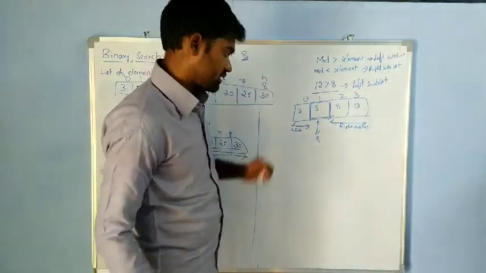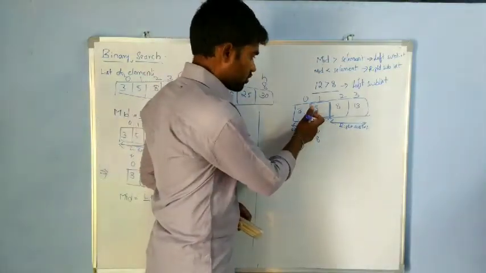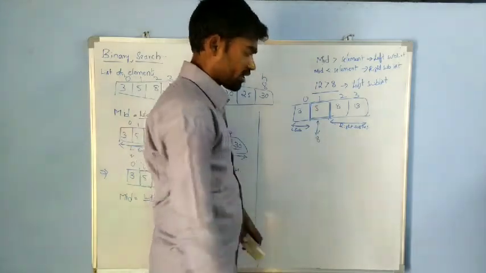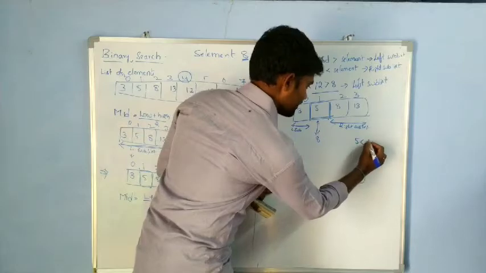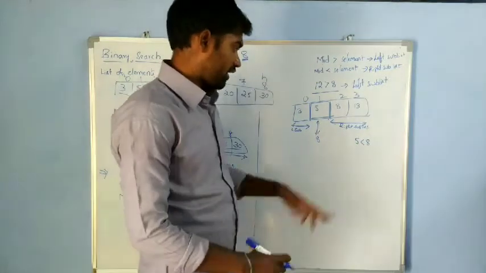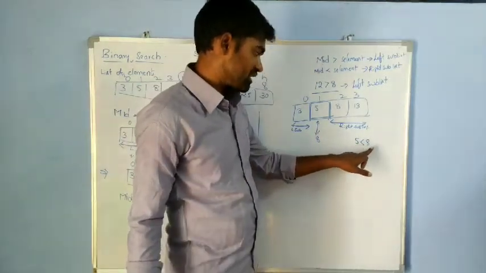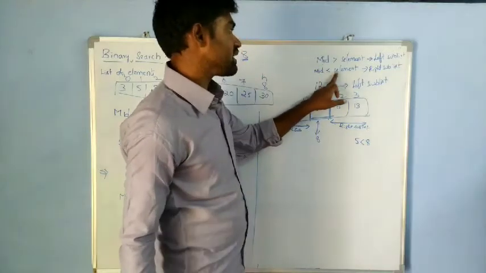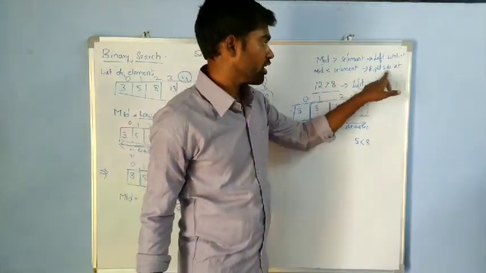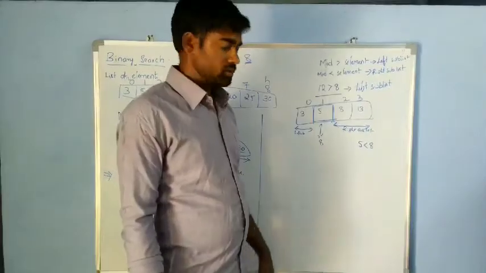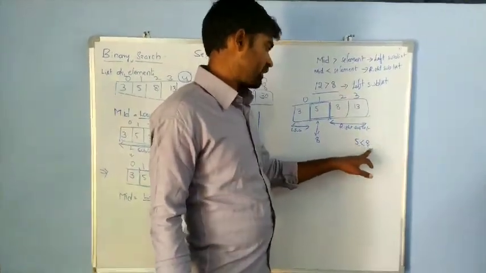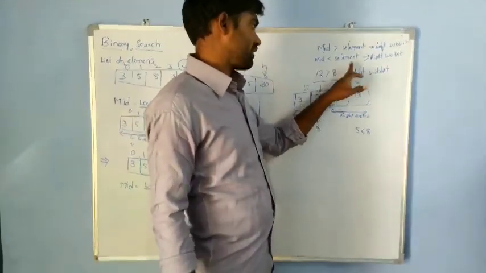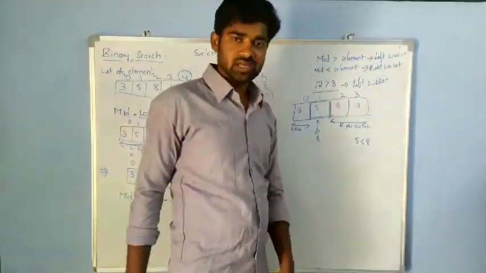Now in this case, mid element equals 5 and search element equals 8. So mid 5 is lesser than 8. The mid element is less than the search element. Then where do we move? We move to the right. Where do you have to move here? We need to move to the right sublist.